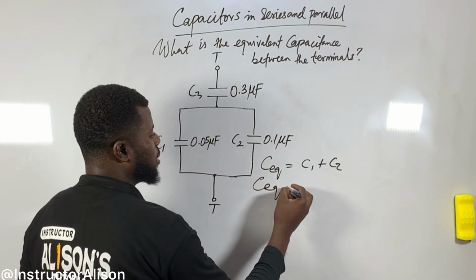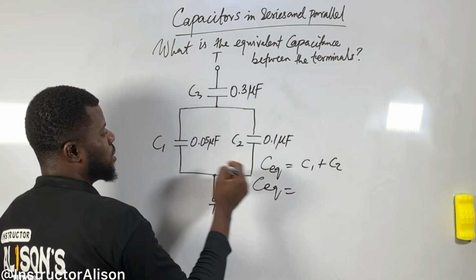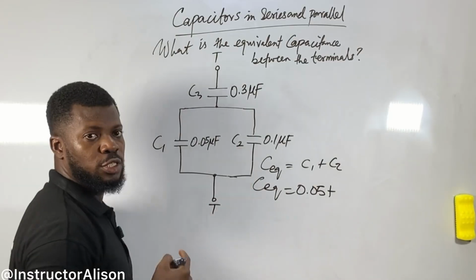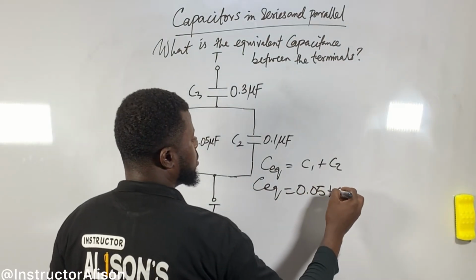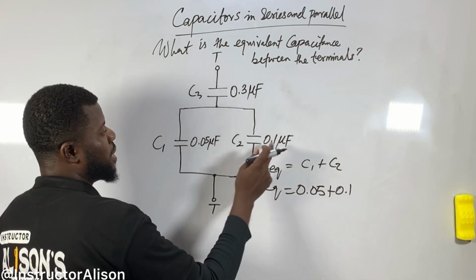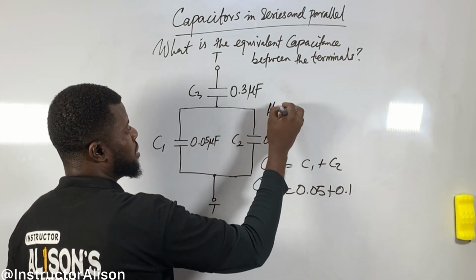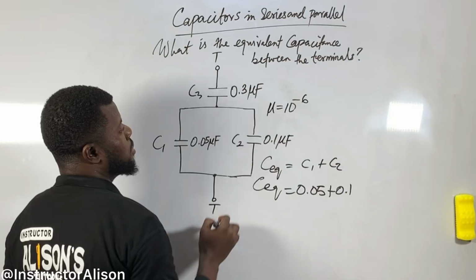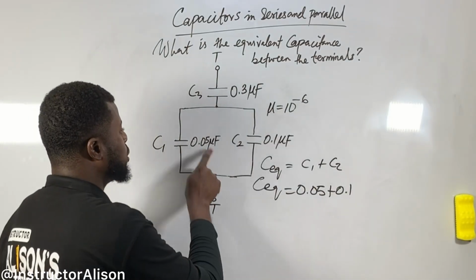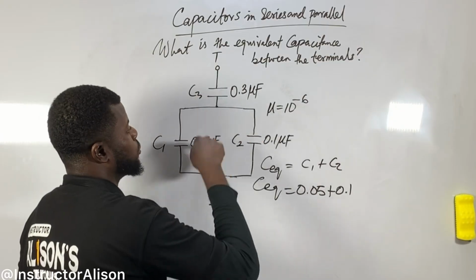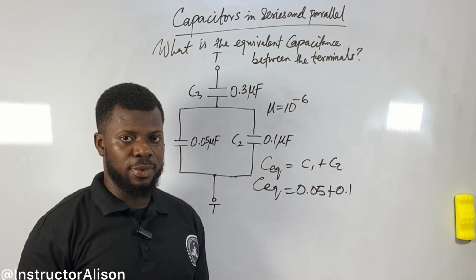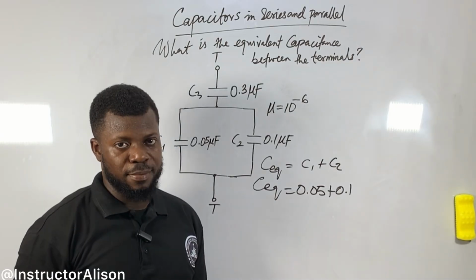So C equivalent now will be equal to, wetin be C1? C1 na 0.05 plus wetin be C2? C2 na 0.1. So if you add this one, remember all of them dey in microfarad. This micro means 10 to the power of -6. So we no need to convert them from microfarad to farad. Why? Because all the capacitors where they are, all in microfarad. So no need to convert them. That means the final answer we will get will still be in microfarad.